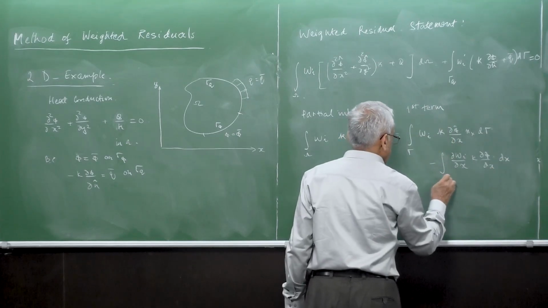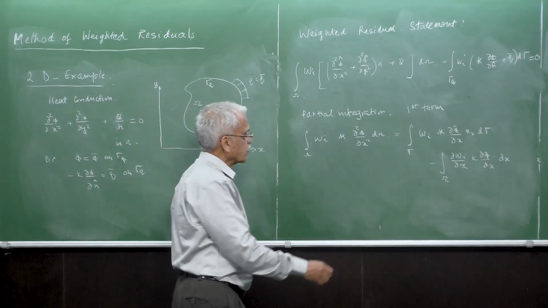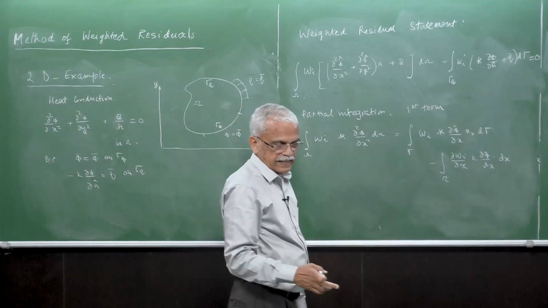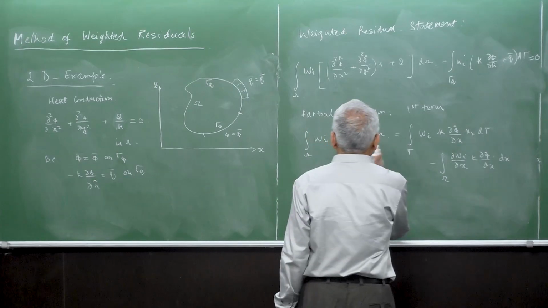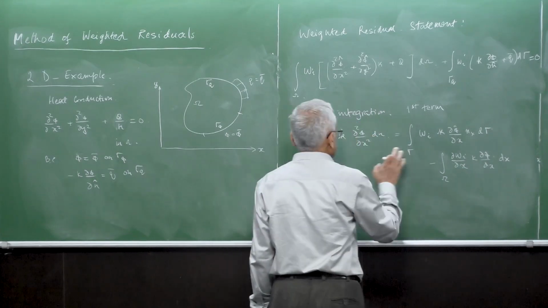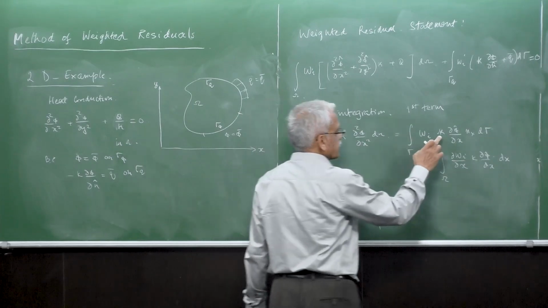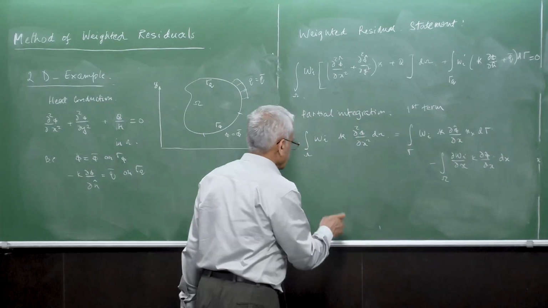Okay, for 2 dimensions, this is how the integration is performed. This partial integration using Green's lemma gives us that the term k ∂²φ/∂x² becomes k ∂φ/∂x times nx. So what is this nx?